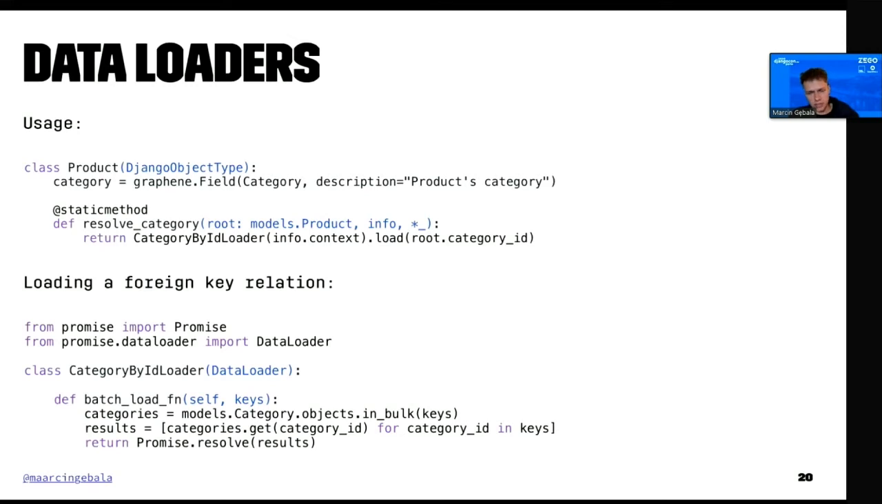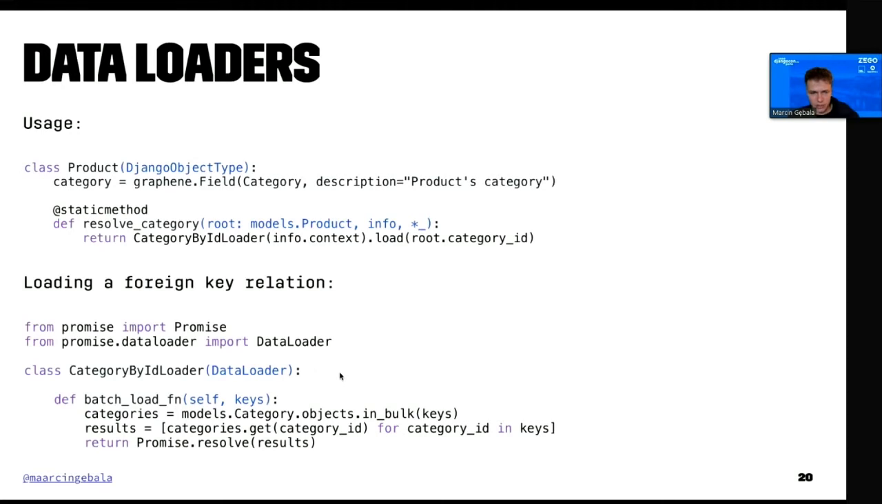With data loaders, we use this category ID. So in our instance, we know what is the ID of the related category without fetching it from the separate table. Then we pass this ID to the data loader with the load function. And that's it. That's what we do in those resolvers. And now, here's the data loader implementation.